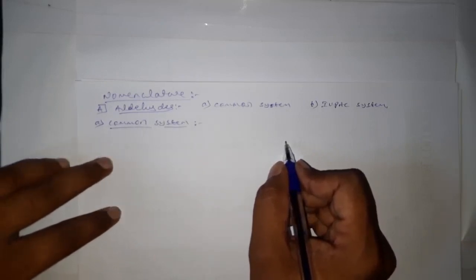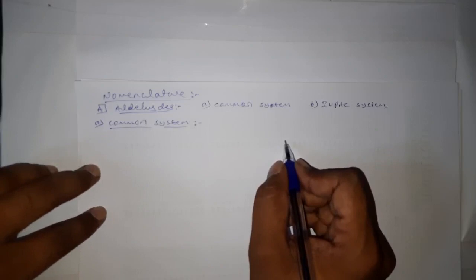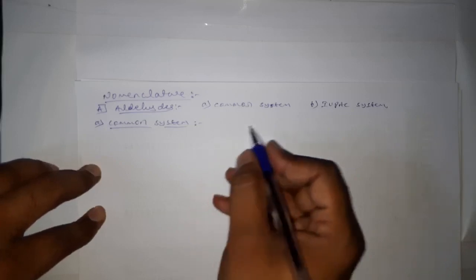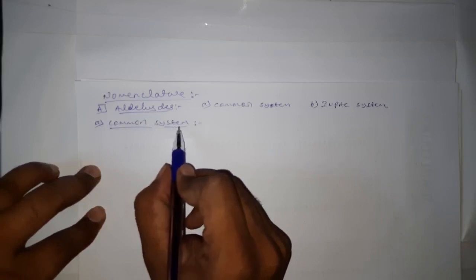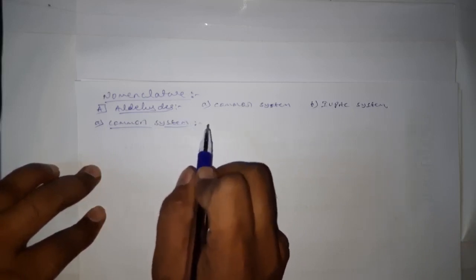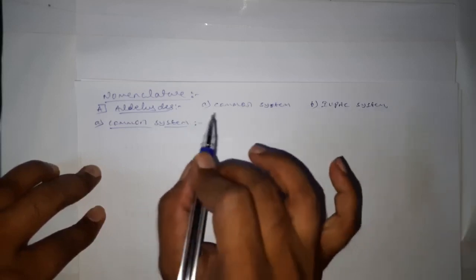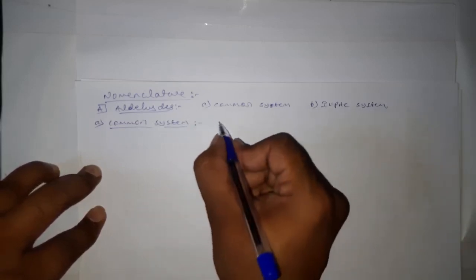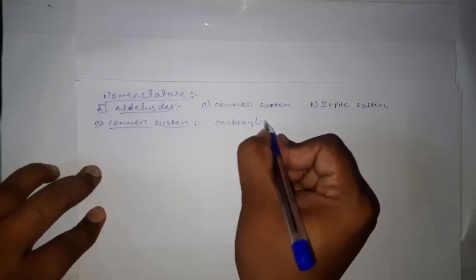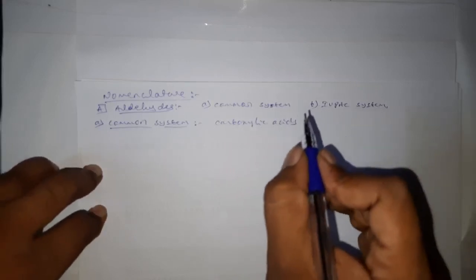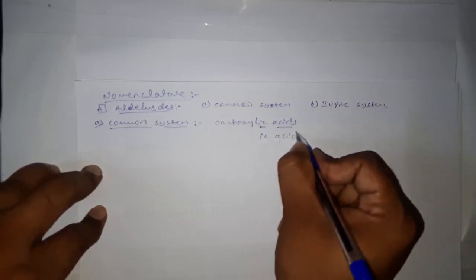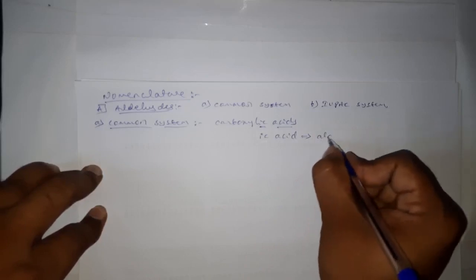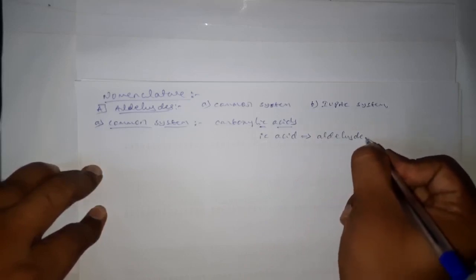Okay. And here the common names of aldehydes are derived from the common names of corresponding carboxylic acids. See here, the common names of aldehydes are derived from the common names of corresponding carboxylic acids by replacing the ending IC acid with the term aldehyde.